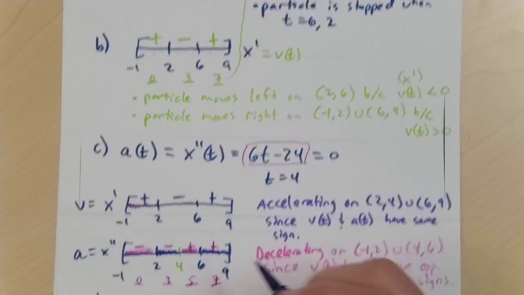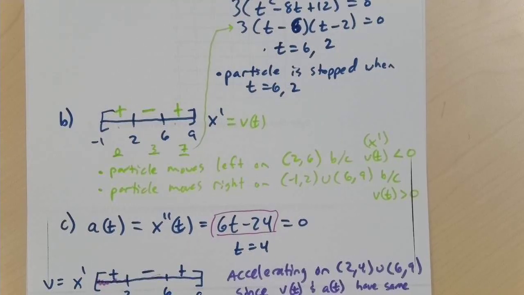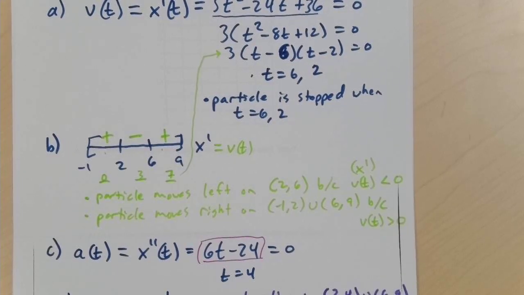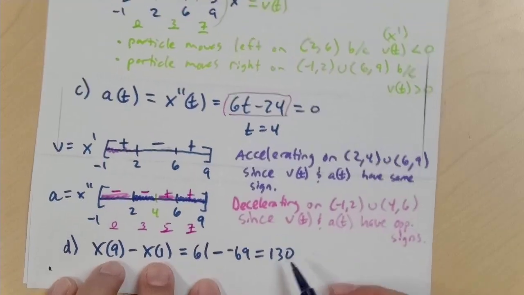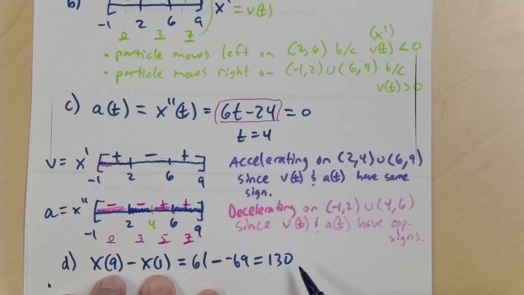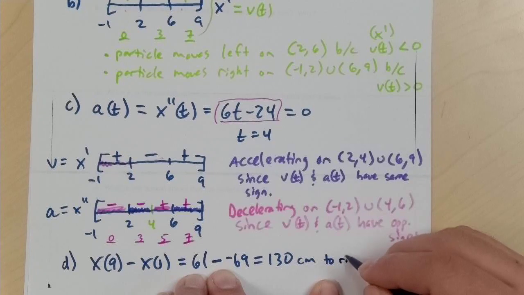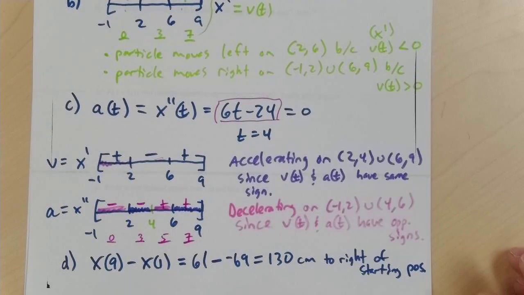Okay, and so if you plug in 9 into the, I'm going to save the time here. You plug that in, evaluate it, you're going to get 61. Okay, we're going to subtract, plug in negative 1. Okay, you're going to get negative 69. And so you're going to be 130. What units are we in? Centimeters here. And this is to the right of where we started. So whatever the starting position was, we have moved 130 centimeters to the right.